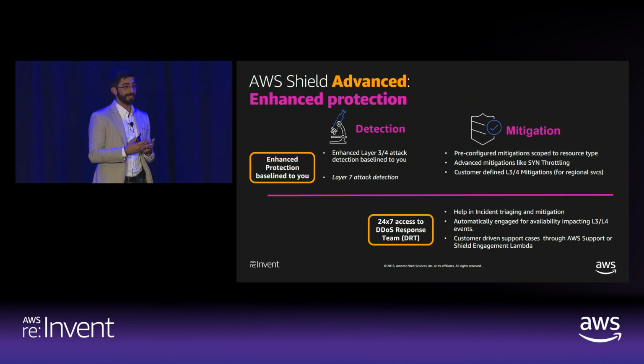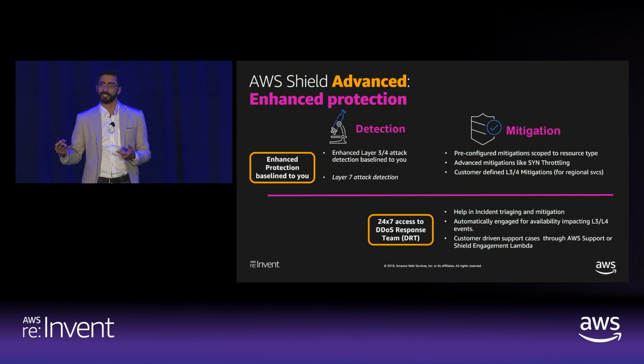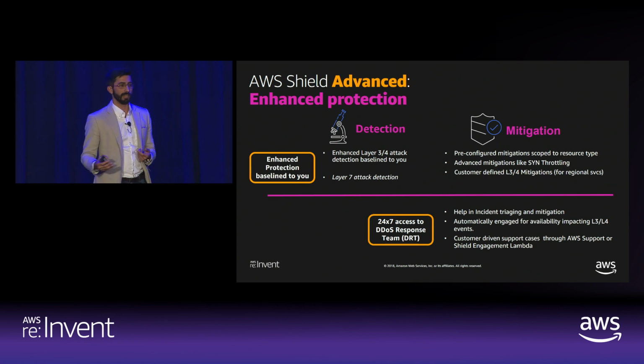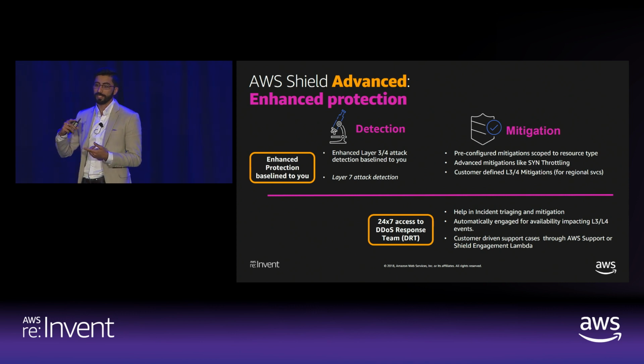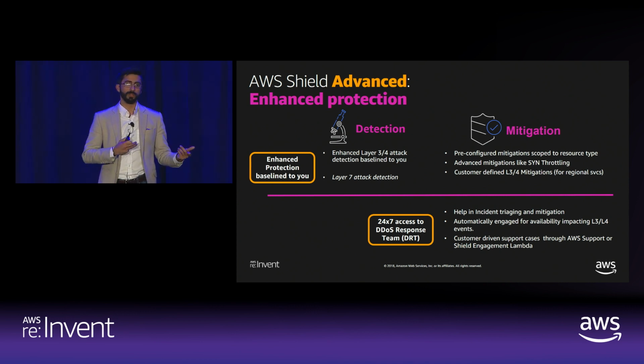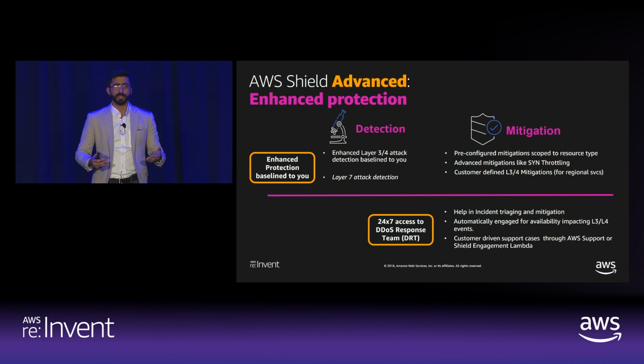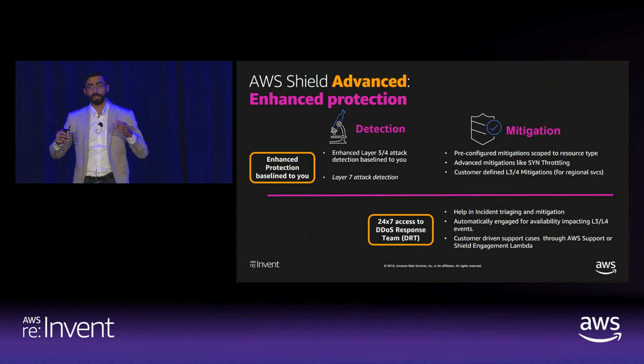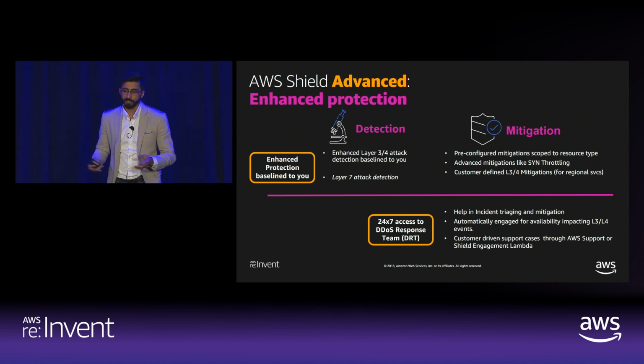They are automatically engaged when there's a network congesting layer 3 and 4 attack that's affecting a lot of customers. Or you, as a Shield Advanced customer, can go ahead and engage them through our AWS support, or using what we've put together as a Lambda script, which is a Shield Engagement Lambda. And that's where you have customers like Dow Jones and the Wall Street Journal who've made the DDoS response team, Shield Advanced, a core part of their security.